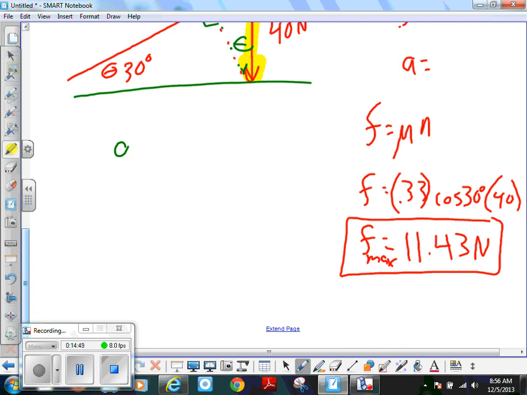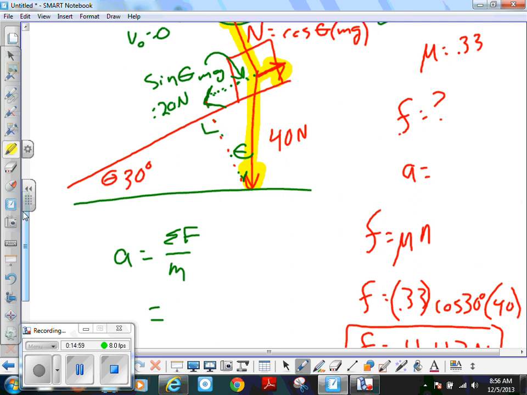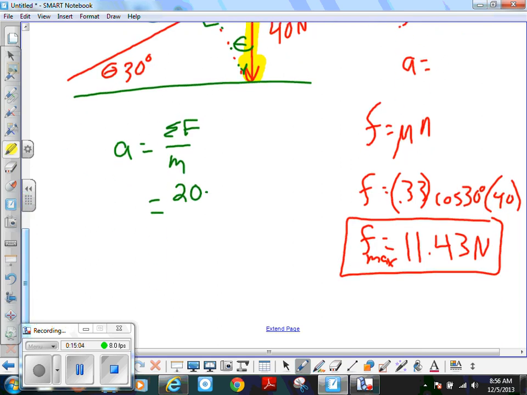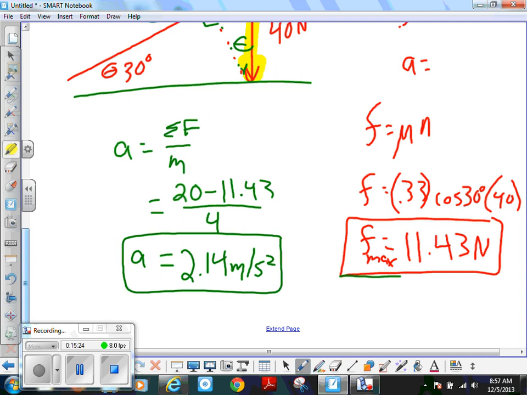So we'll say that our acceleration is equal to the summation of forces divided by the mass. And in this case, the summation of forces is sine theta mg, which is down the ramp, so it's 20, minus the friction that's opposing it, 11.43, all divided by 4. Did I get that number right this time? Okay, so our acceleration down the ramp then is 2.14 meters per second squared. Okay, any questions about that?